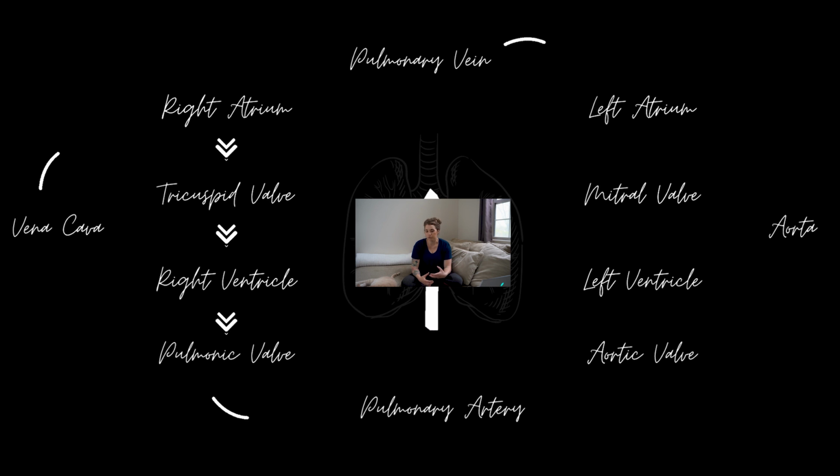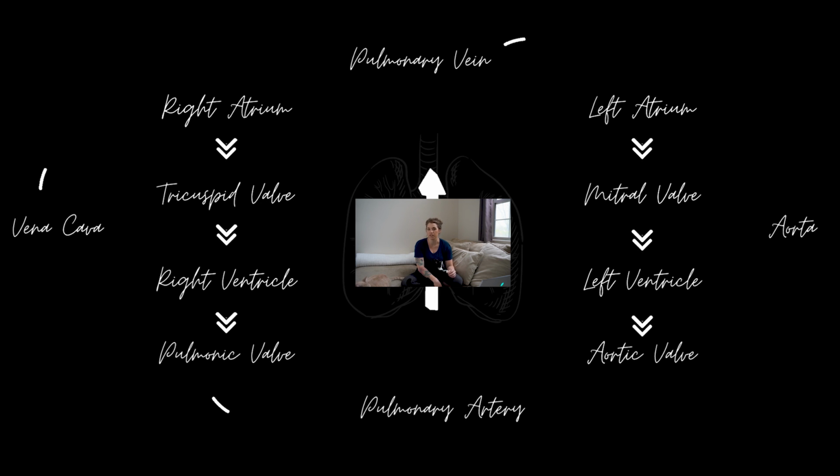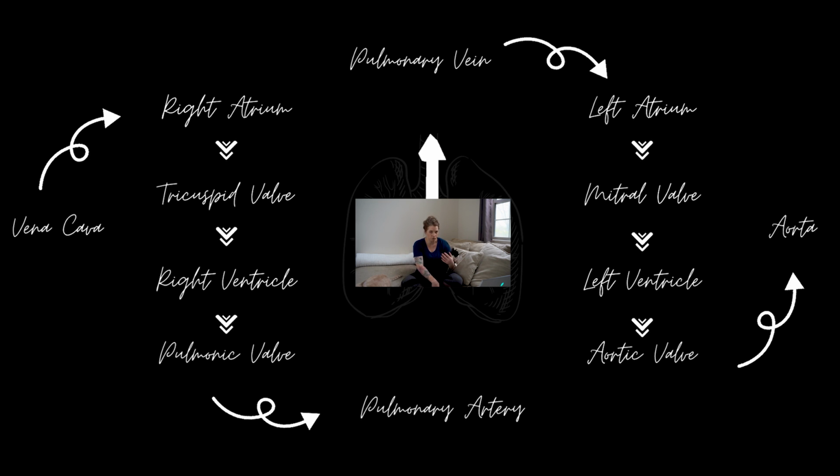The deoxygenated blood will travel to your lungs, where it will become oxygenated. It will then go to the pulmonary veins, which is the vein of your body that is carrying oxygenated blood. It will go to the left atrium, pass through the mitral valve into the left ventricle, and then pass through the aortic valve into the aorta to send newly oxygenated blood into your periphery and into your organs.